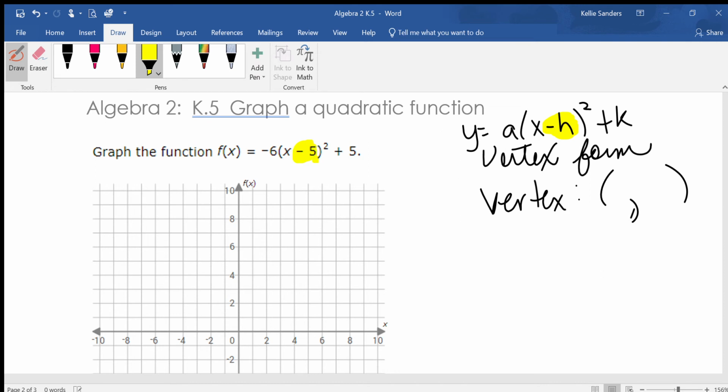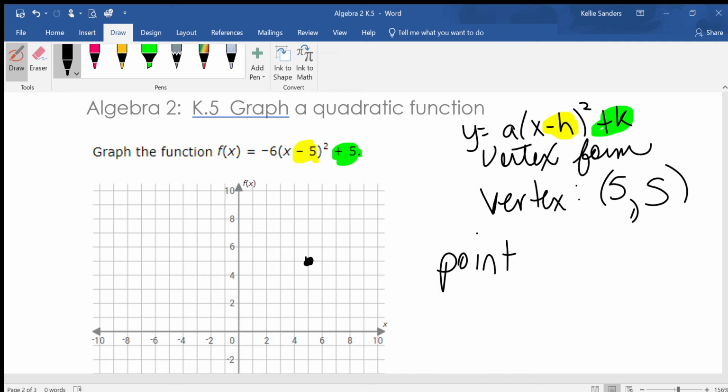So since this is negative 5, what's the opposite of negative 5? 5. And k is just k, so that's 5. Basically, you always switch the h and you always keep the k. So 5, 5, we plotted it. And now we still have to find the other point, but at least we didn't have to find the vertex. All we had to do is look at it.